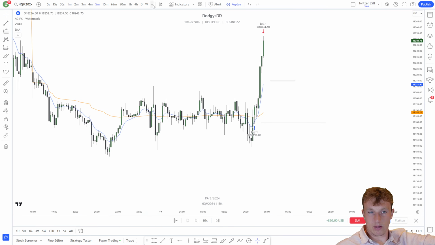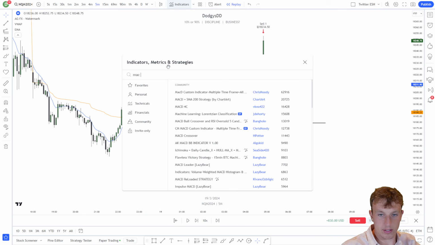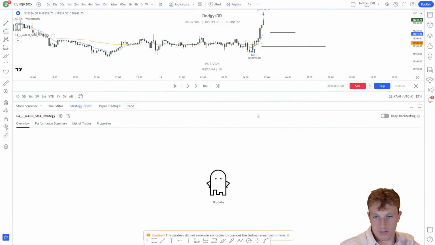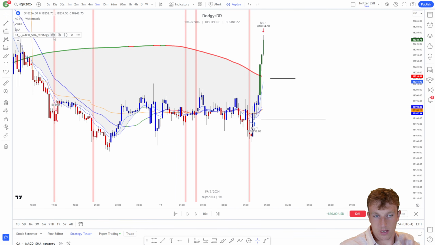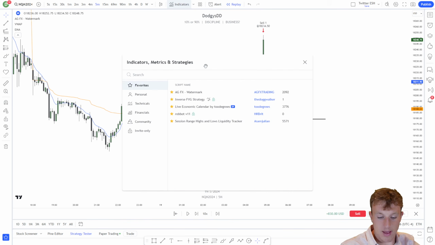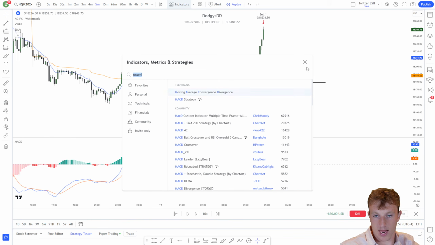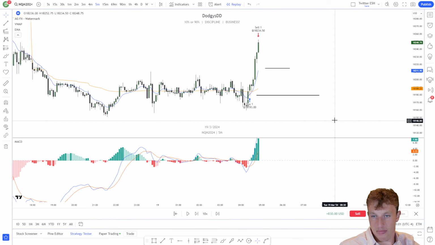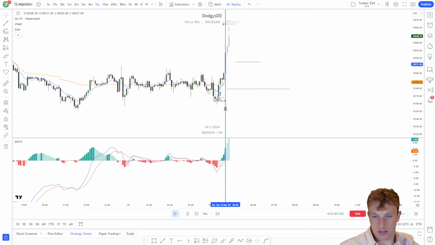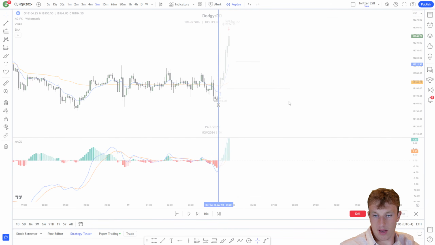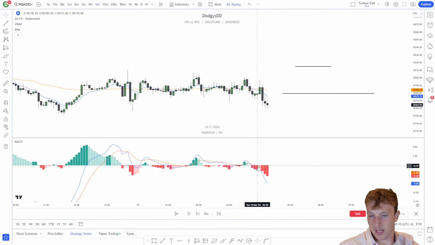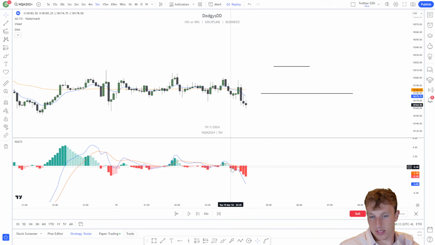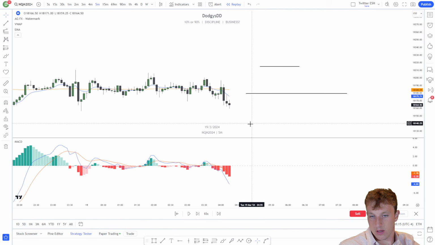Now, what you can do is use a couple of different indicators and use a bunch of things. So if I turn on MACD, which is moving average convergence divergence, okay, now look at this. What do you see? You see the MACD is telling us we're going down.